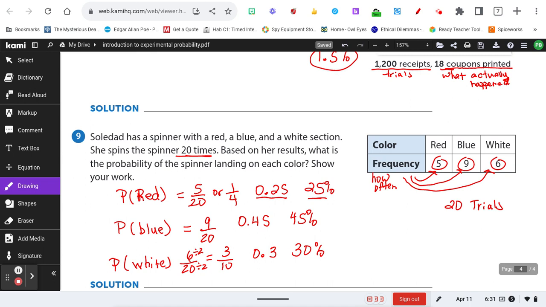All right, that's it for the introduction of experimental probability. We'll do more with it tomorrow. Thank you.